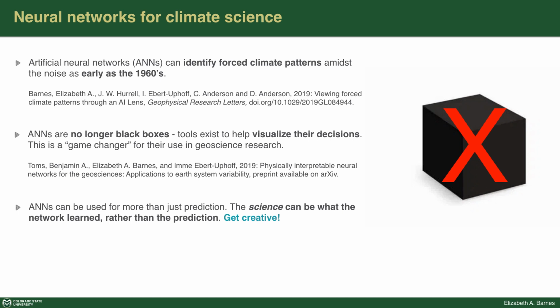In my example, predicting the year is actually quite boring. What's interesting is how the network came to that prediction, or what information it used. That is, the science can be what the network learned rather than the prediction itself. And this opens up a huge avenue of research and allows us as scientists to really get creative.